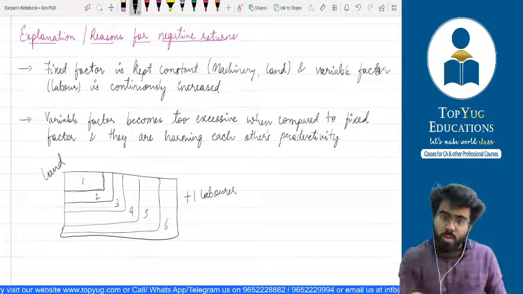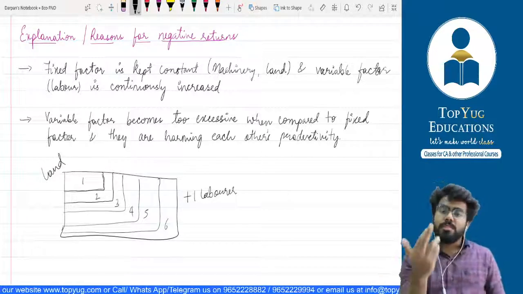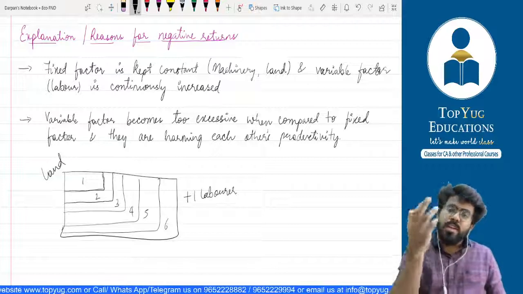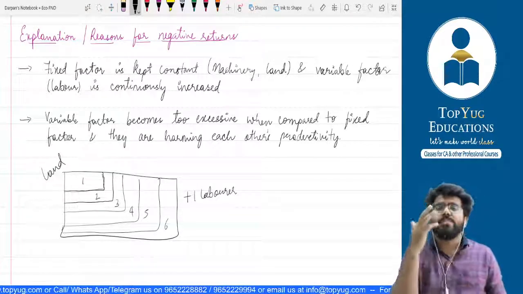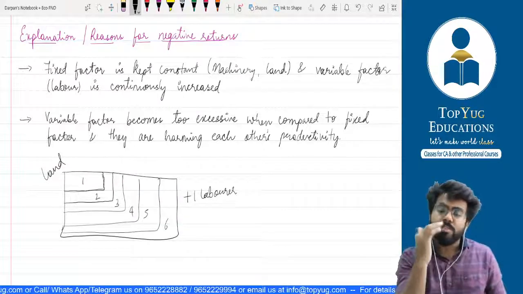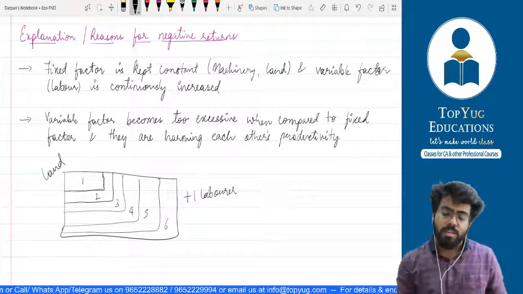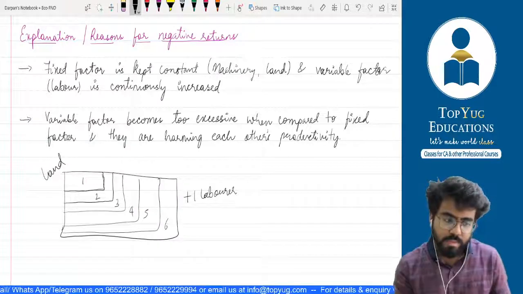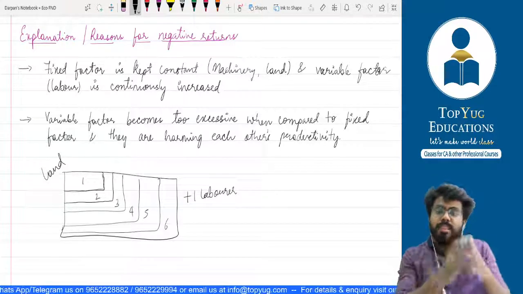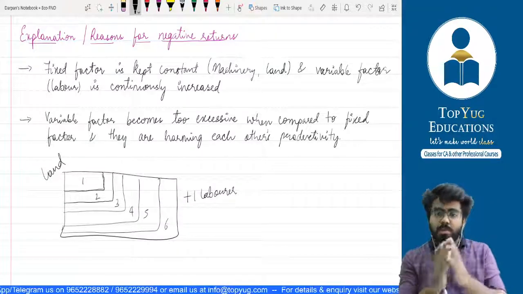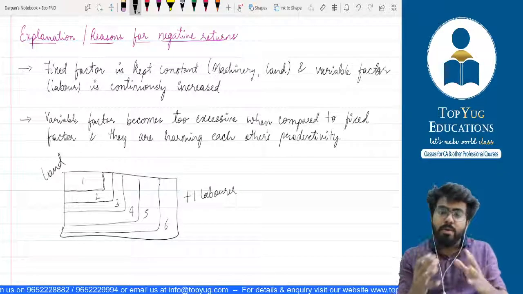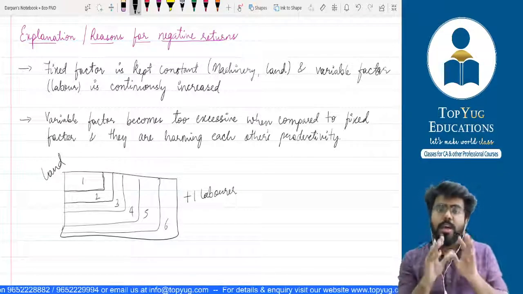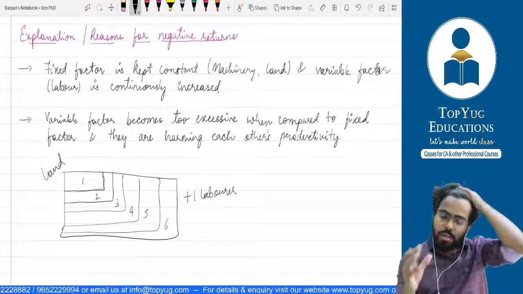What will he do? Can he contribute to production? No. Instead of contributing to production, he will disturb other people's productivity. Your total production will go down rather than increasing. Correct? Okay, so these were your three stages, stage 1, stage 2, stage 3, the law of variable proportion or law of diminishing returns. I hope you have understood the entire law.